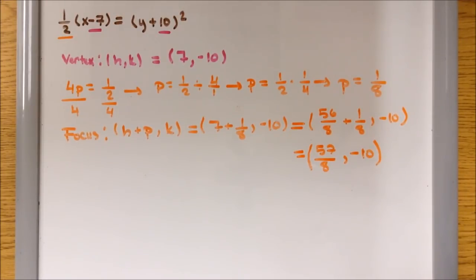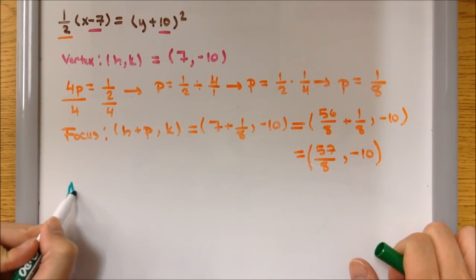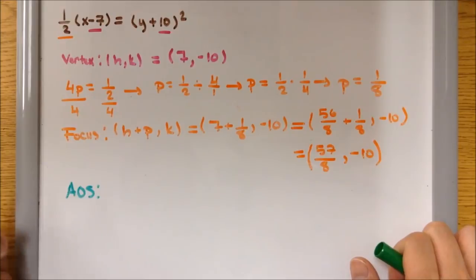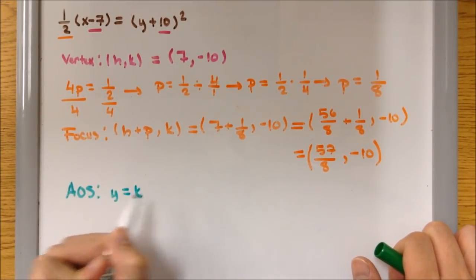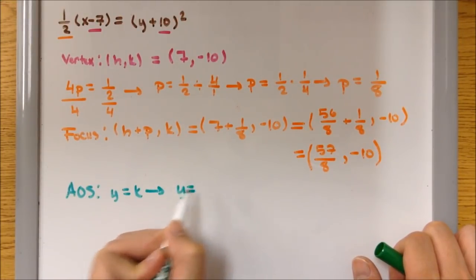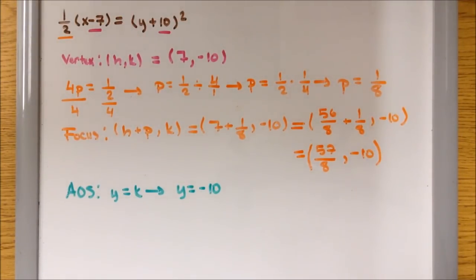Alright, the axis of symmetry, the easy part, will be y equal to k. So our axis of symmetry is y equal to negative 10. That's it. Alright, the last part, the directrix.